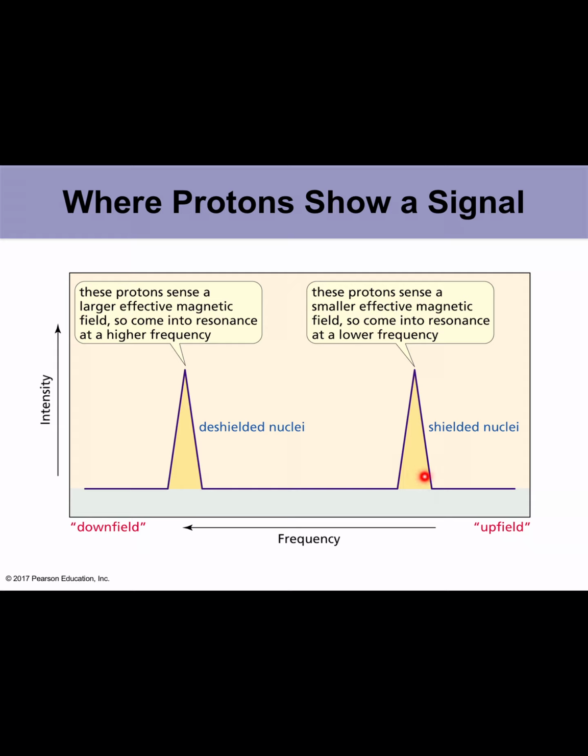And if your hydrogens are shielded by surrounding electrons in the molecule, these protons sense a smaller effective magnetic field, so they come into resonance at a lower frequency. We call them shielded nuclei, and they are upfield. That is the reason we have three sets of protons at different peaks like this, because they feel the applied magnetic field differently depending on the electron density around the hydrogen atoms.